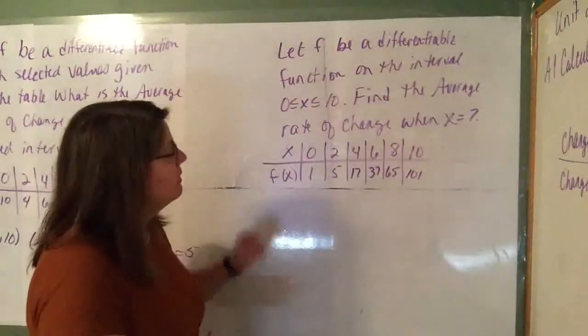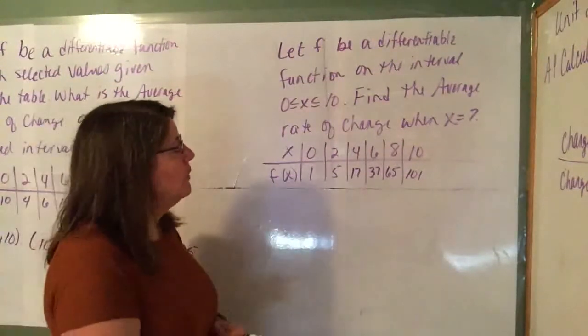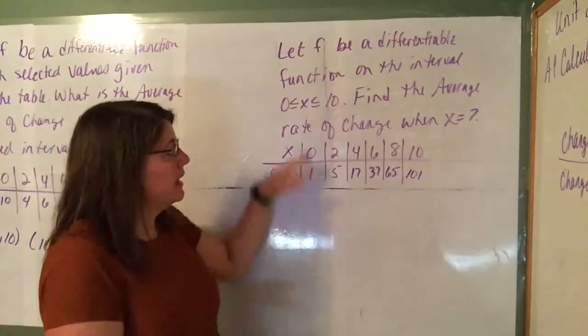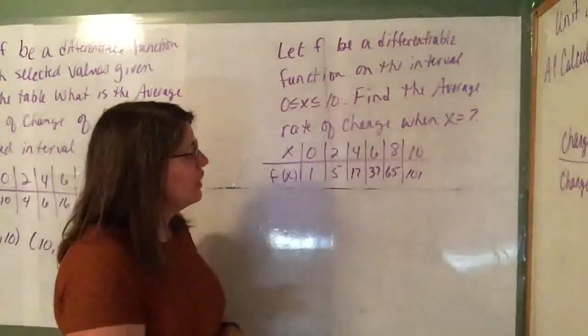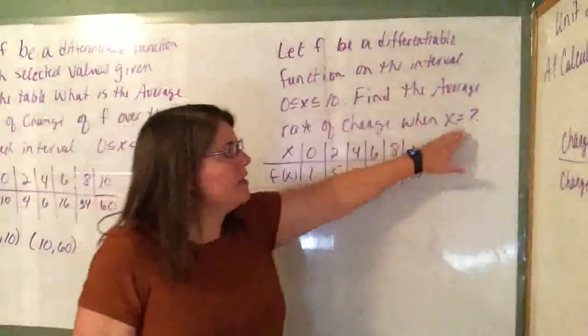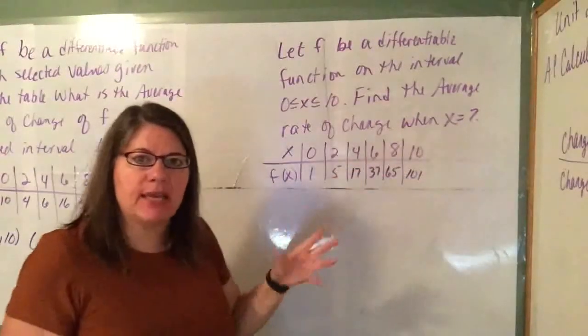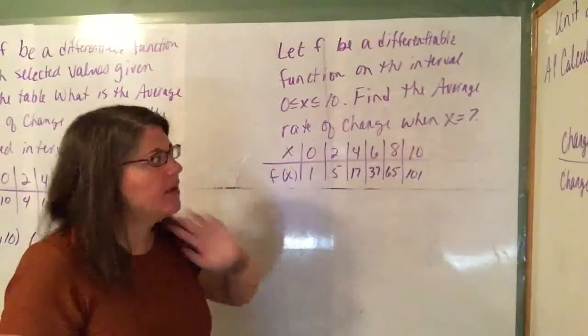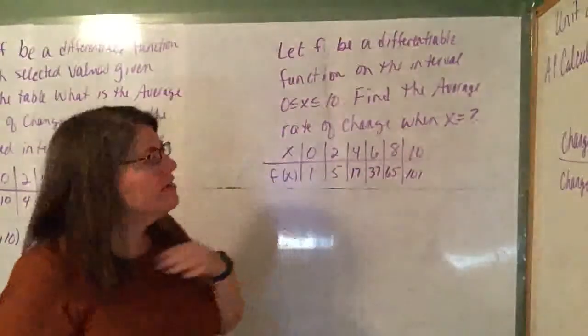If you look at what it's telling you to do, it says let f be a differentiable function on the interval from 0 to 10. Again, that's a closed interval from 0 to 10. It says find the average rate of change when x equals 7. Okay? Now, at first glance, you might think, oh, this one's more difficult. They didn't give us an interval, they just gave us x equals 7. Okay, well, that's not as hard as you think.